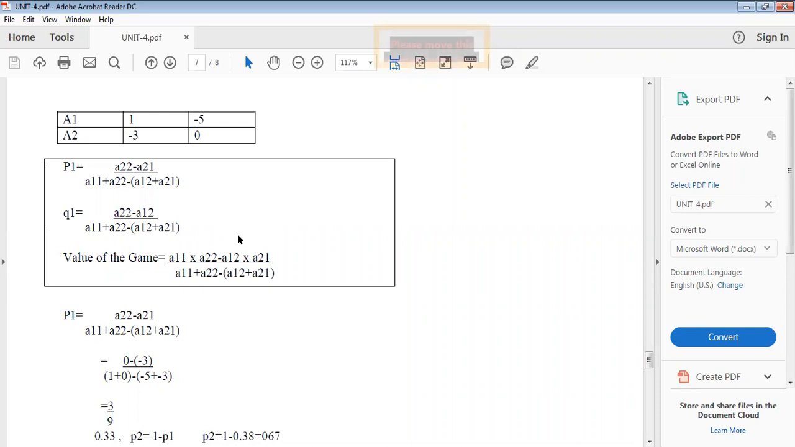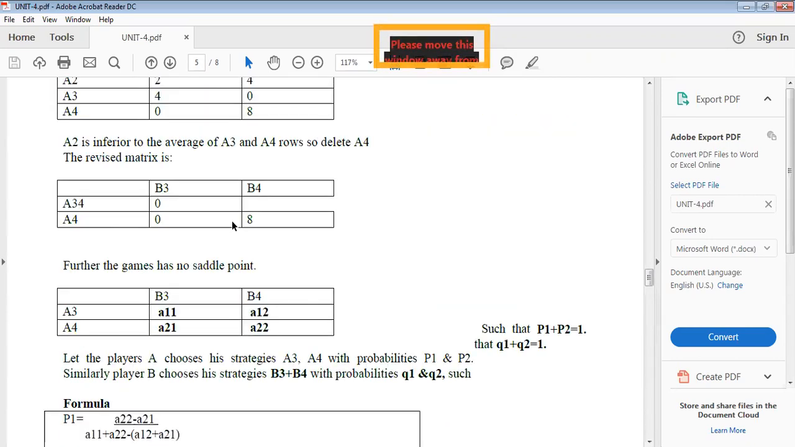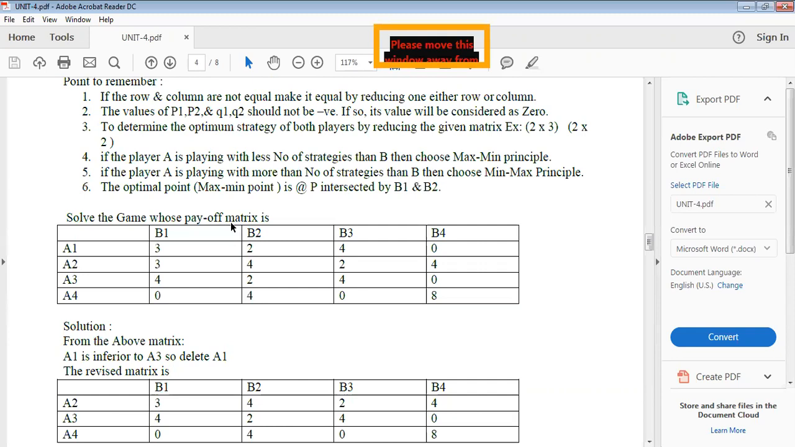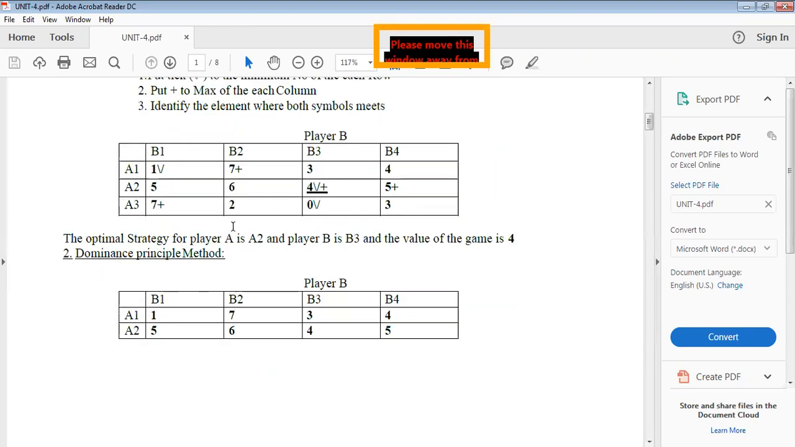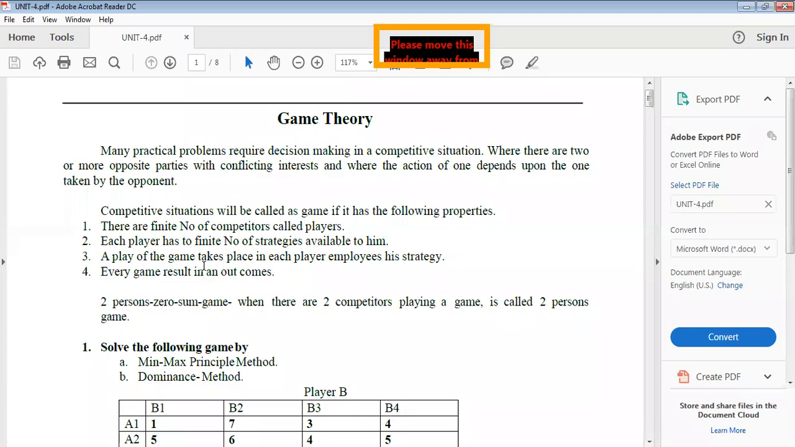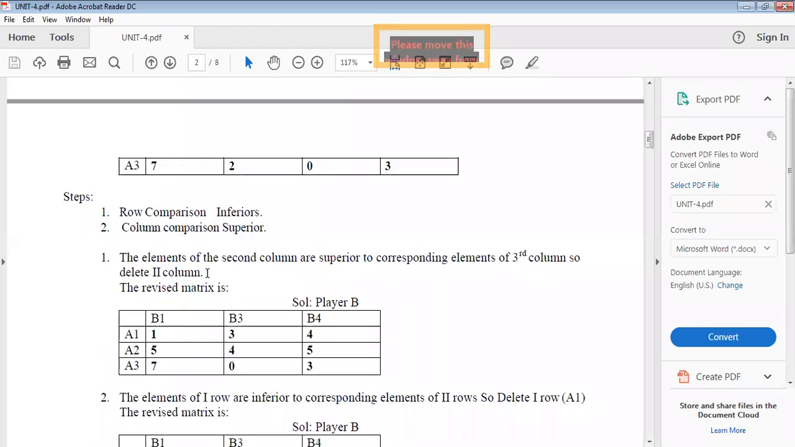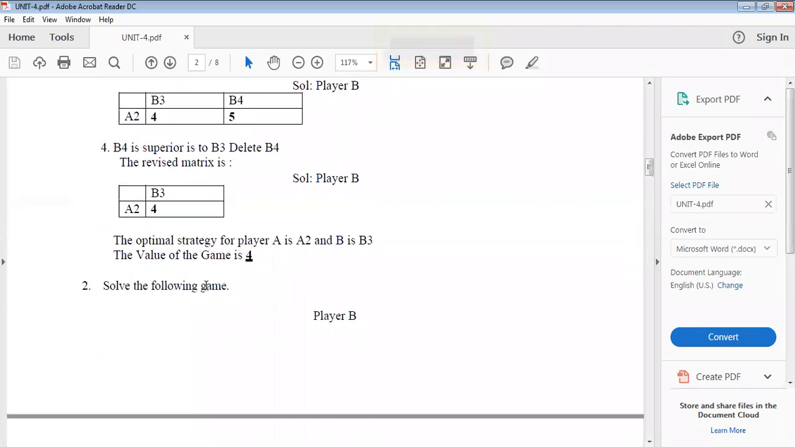So this is all about game theory, maximin principle, and dominance principle, and finally there is one more important last topic, which is nothing but drawing of the graphs. So that is very, very important, and you can understand it very well. So this is the way today I'm winding up this particular topic.